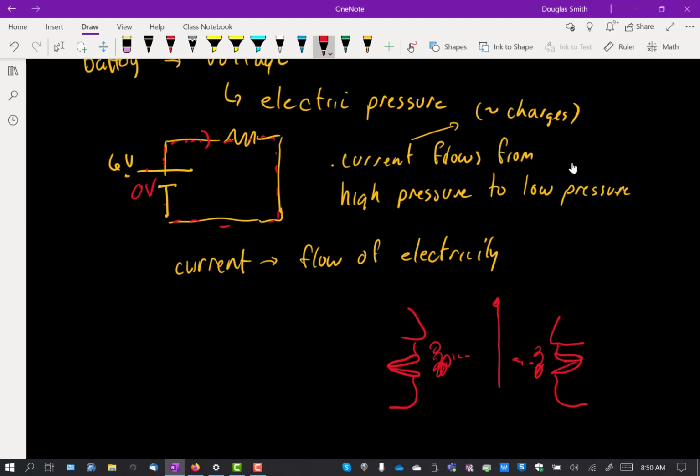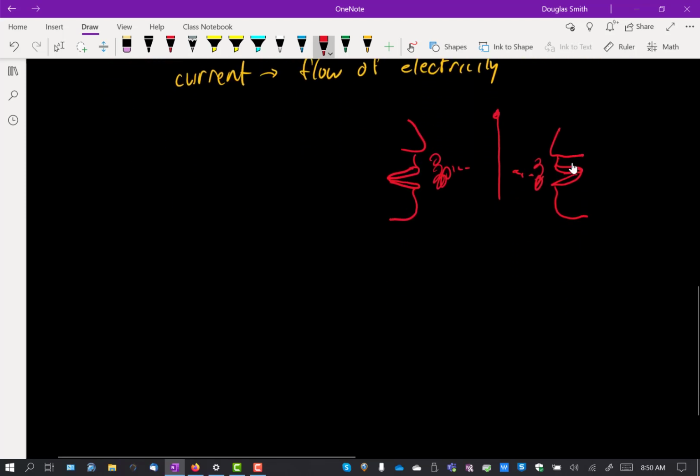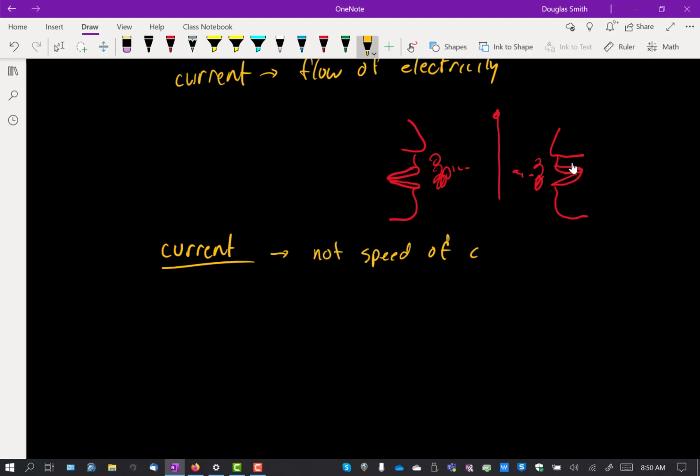Okay, so the next thing to talk about is a little bit more about current. Let's go back to yellow, current. So I said current is the flow of electricity. But this is not speed. It's not the speed that things move. It's the amount of charges that move.